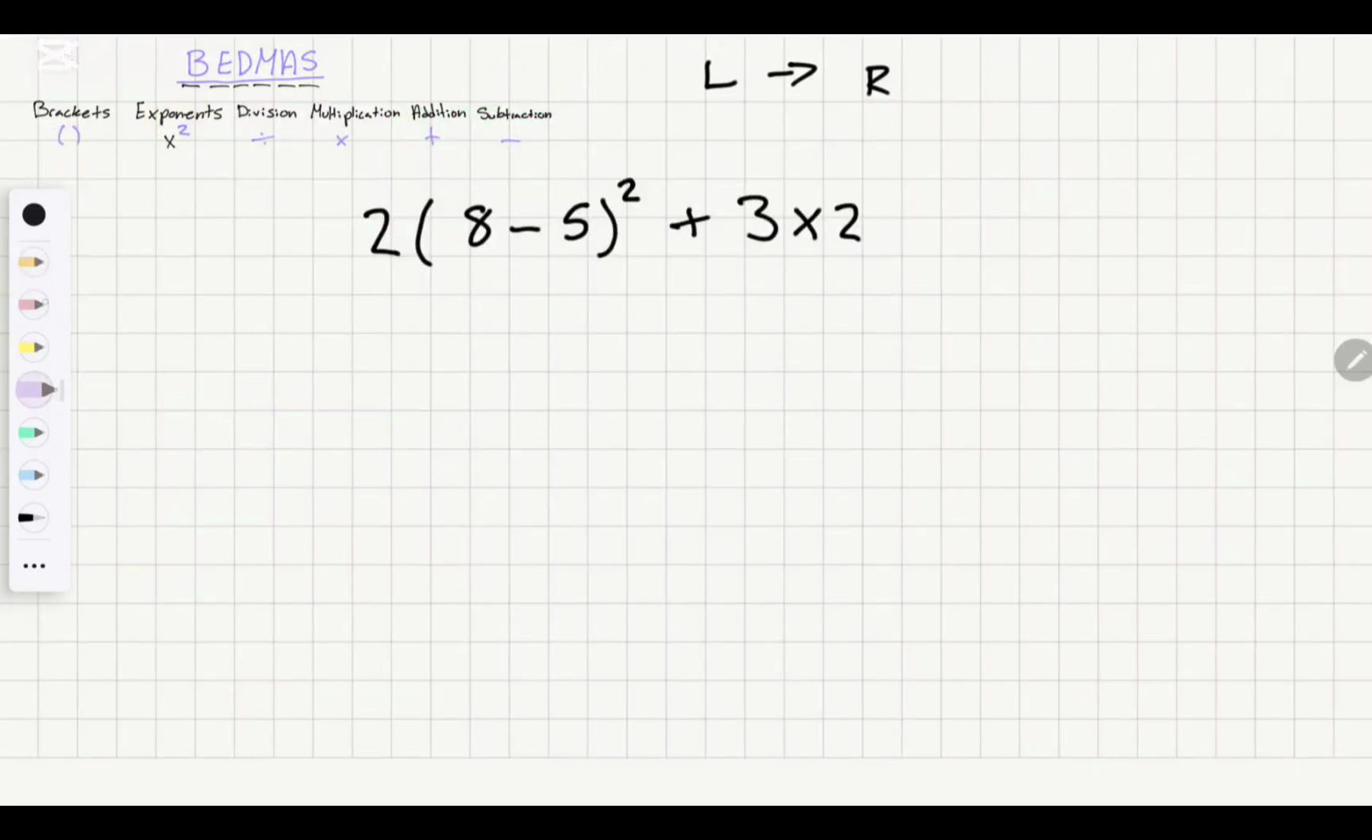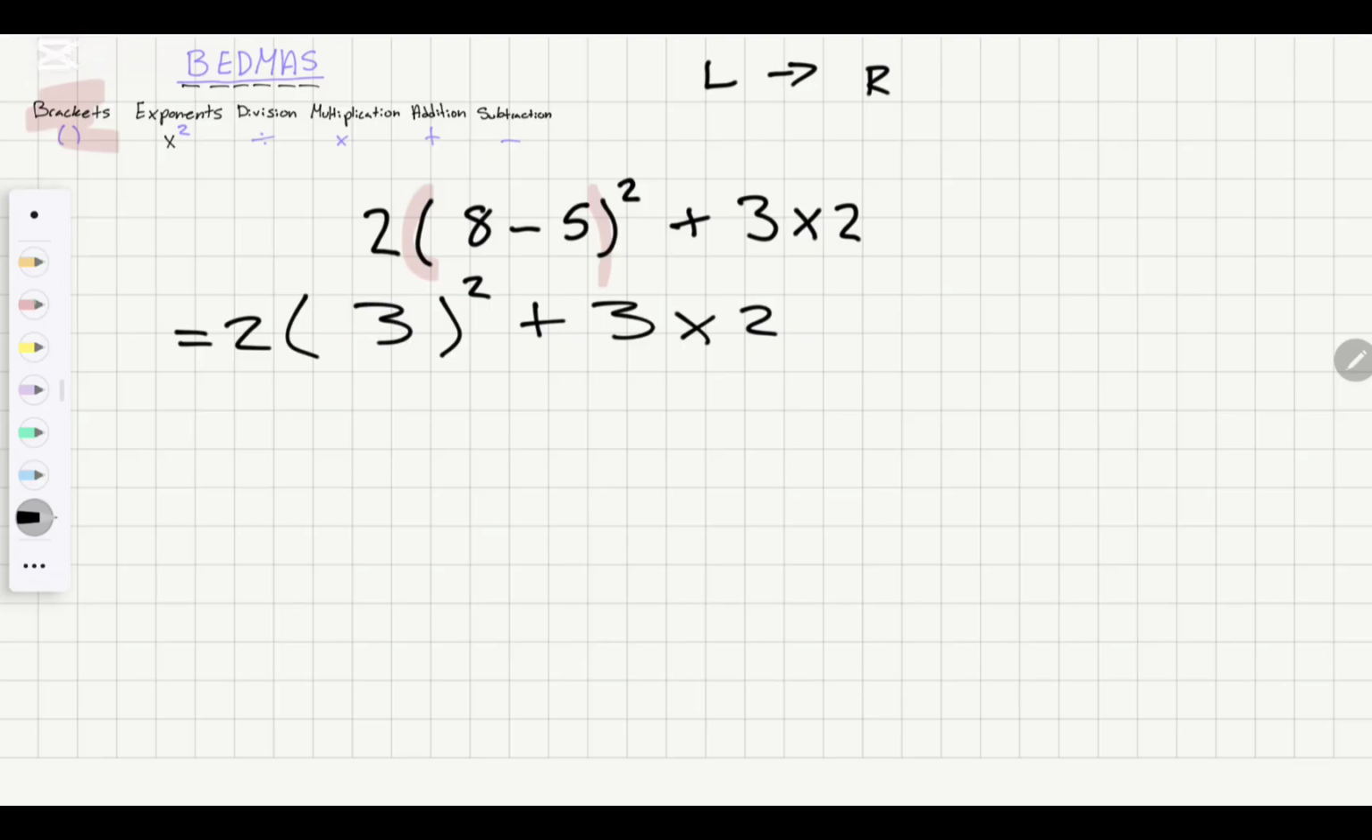Alright, let's try this equation. First things first, do we see any brackets? Yes, we do. We see them right here. Alright, so let's try this out. I'm going to bring down my 2 because we're not working with it right now. And as well as the rest of my equation, leave room for my answer. Plus 3 times 2. Alright, so 8 minus 5 I know is 3. And that is all the brackets that we have. Now I'm going to move on to our exponents. So exponents, do we have any? Yes, we do. We have them right here.